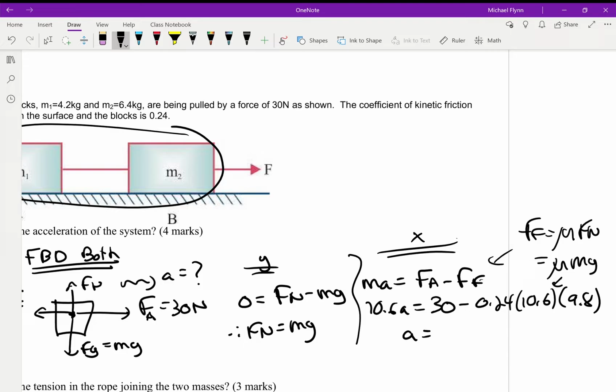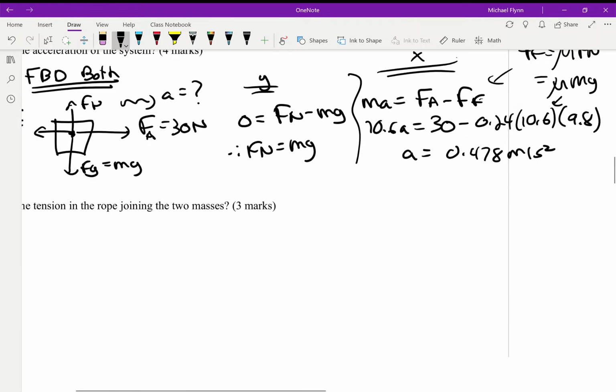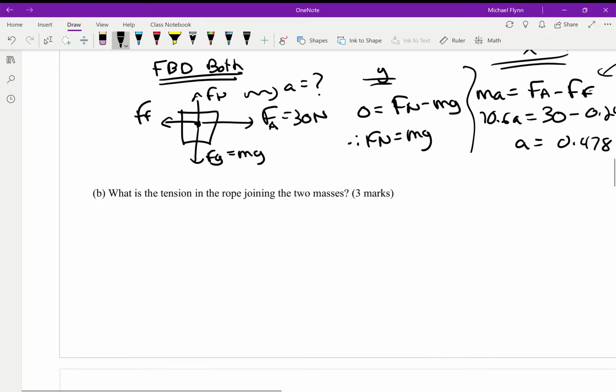All right, so let's go ahead and do it. 30 minus 0.24 times 10.6 times 9.8 equals 5.0688 divided by 10.6 equals, I got 0.478 meters per second squared. Okay. All right, let's keep going.